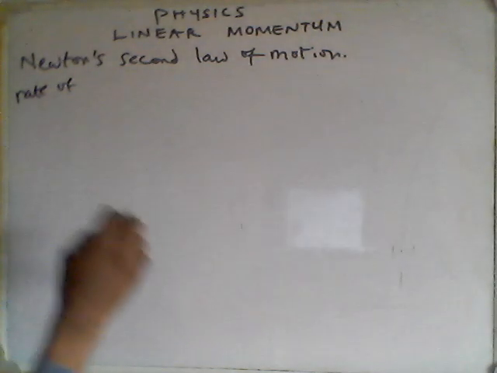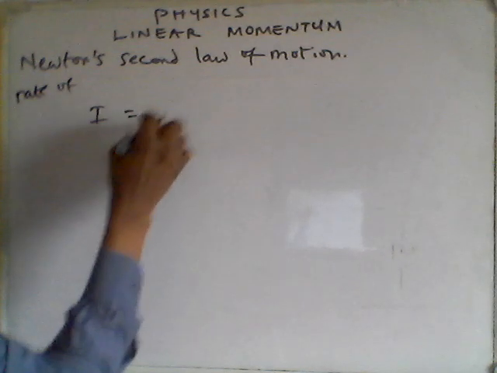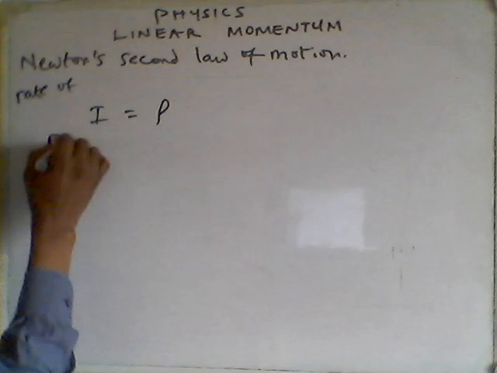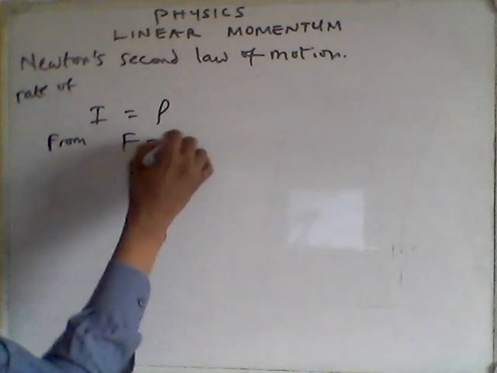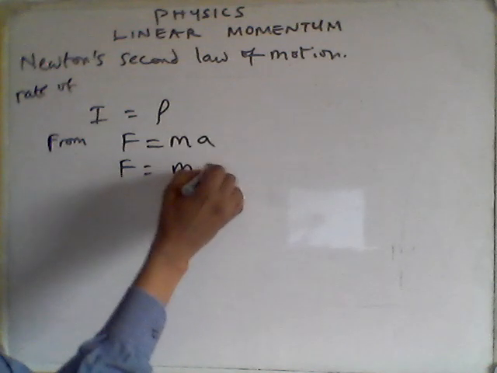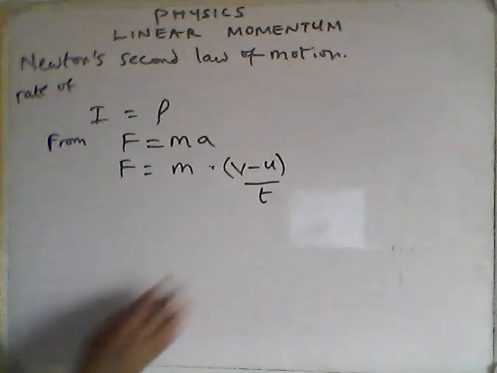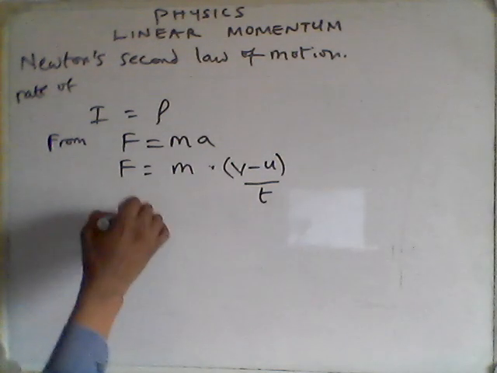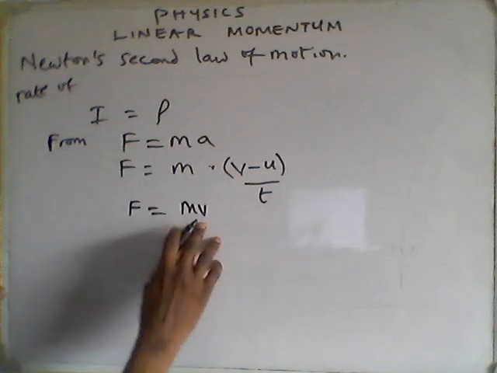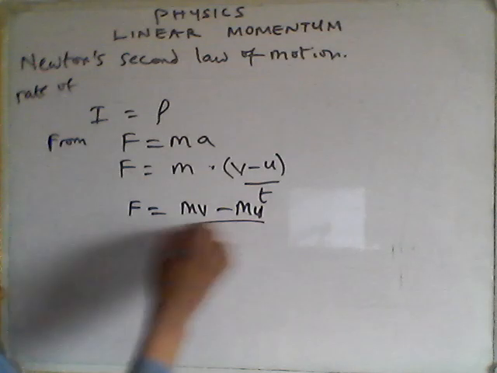Okay, so I'm going ahead to show us how impulse and momentum are related. From the concept of F equals ma, we know that F is equal to m times a, where a is the change in velocity per unit time, recall. So if I express this further, mv, where v is the final velocity, minus mu, where u is the initial velocity, all over time.